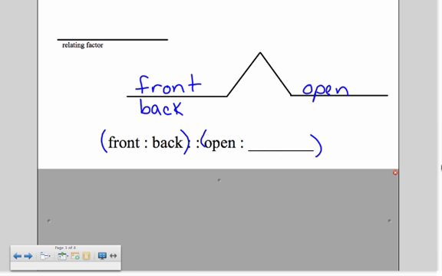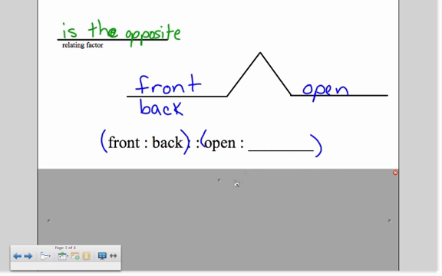Now for our relating factor, I go back to that first complete set and think about what the relationship is. Front is to back. Well, this is a fairly easy example, I know. It's for example's sake. We would say that the front is the opposite of back.